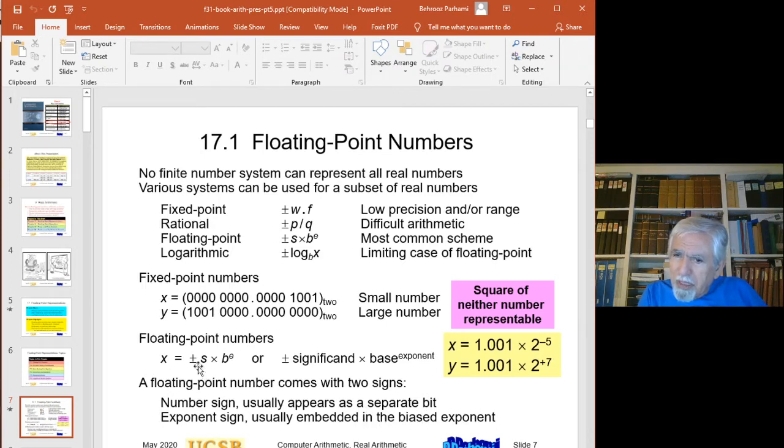So this sign is actually the number sign. The exponent itself is usually a signed number, and we need some way of representing the exponent's sign. We'll talk about that later. So a floating point number really has two signs: the sign of the entire number, and the sign of the exponent, which is usually embedded in the exponent. It's part of the representation of the exponent.